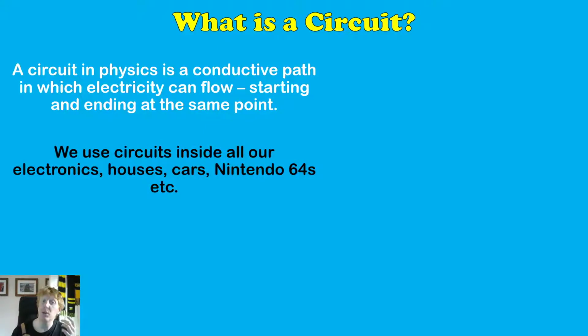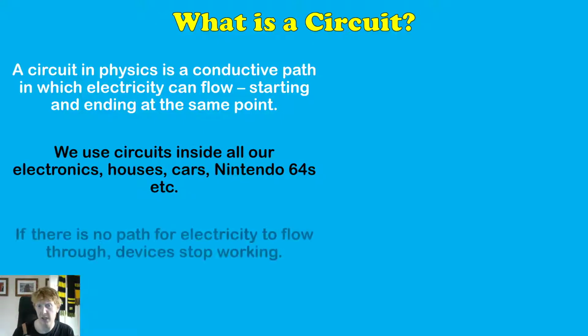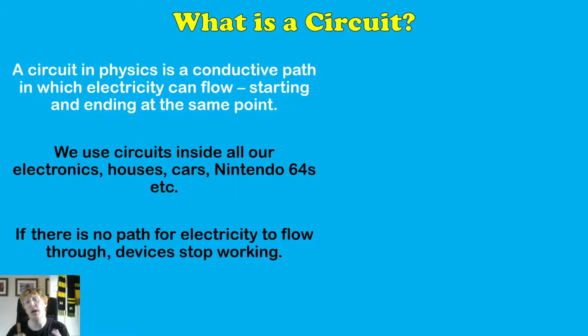Okay, we use circuits inside all of our electronics, your houses, your cars, your Nintendo 64s, all of this. Okay, if there is no path for electricity to flow, if that path is broken at any point, for example, if you had a wire powering your headphones or something, if that got cut or broken, they would stop working because electricity couldn't flow through the electronic object.